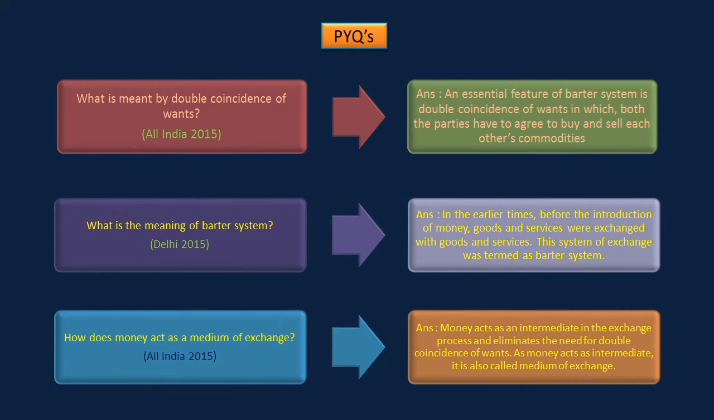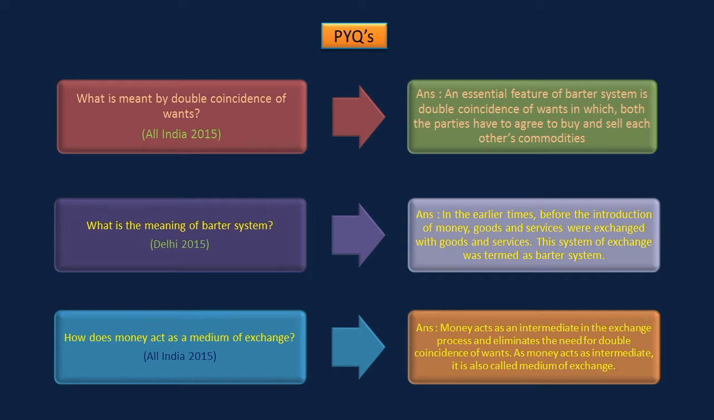So how does money act as a medium of exchange? We have understood in the ongoing class that money acts as an intermediate in the exchange process, and it eliminates the double coincidence of wants. So it is also called a medium of exchange.